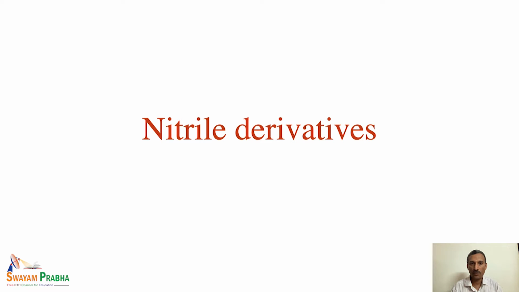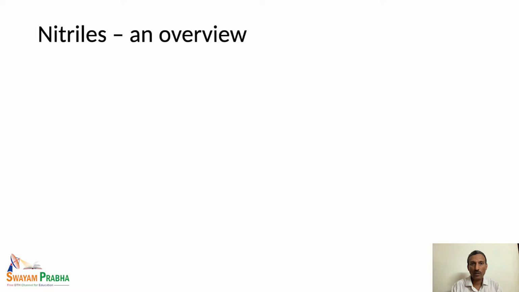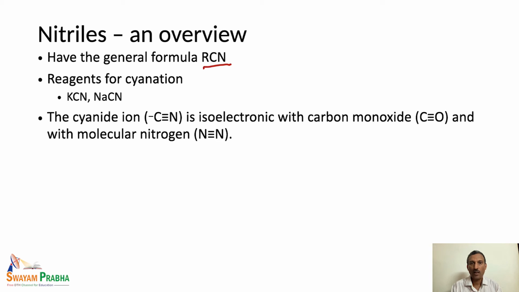Welcome to the next session. In this session we will be looking at nitriles in the beginning, and we will also study about isonitriles in the later part. Let us start with an overview of nitriles. They have a general formula R-C≡N, and the reagents which are generally used for cyanation are potassium cyanide and sodium cyanide. These are the two major reagents which are generally used for cyanation reactions.